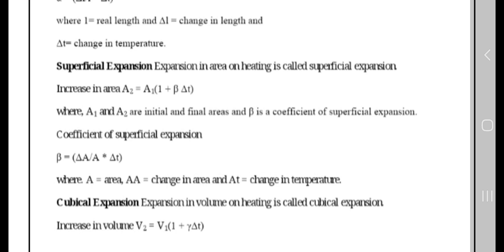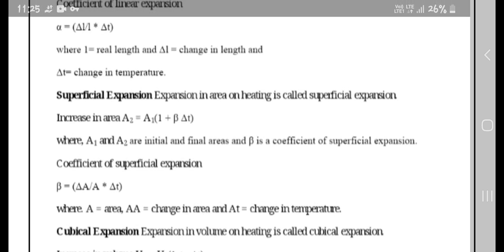Superficial expansion is the expansion in area on heating. The increased area is A2 = A1(1 + β ΔT), where A1 and A2 are the initial and final areas and β is the coefficient of superficial expansion. So β = ΔA / (A ΔT), where ΔA is the change in area and ΔT is the change in temperature.